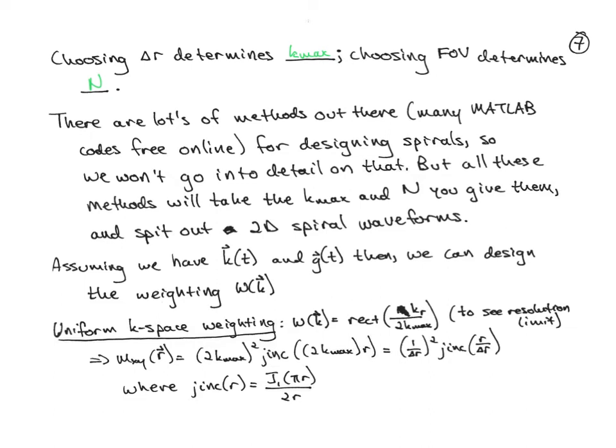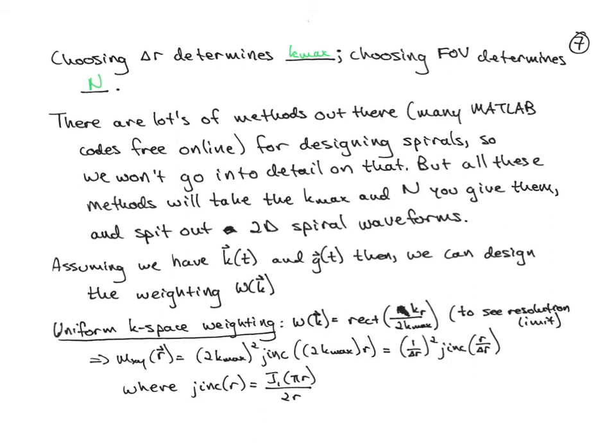Okay, so what we're going to start out now with is assuming that we've called one of these codes such that we have the trajectory waveform k of t and the gradient waveform g of t that generates the spiral. So these will be 2 waveforms, one for the x channel and one for the y channel, and we need to have both of these in order to design the RF pulse. And they have to both be a function of time, which is what any one of these codes will give you. And we're going to use these then to design the weighting function w of k.